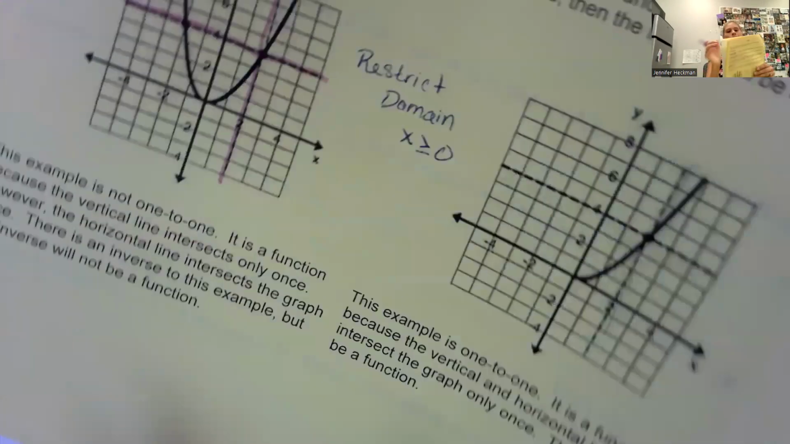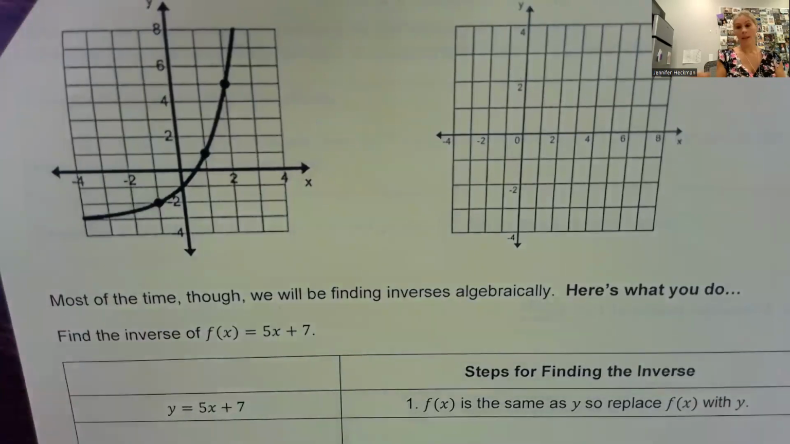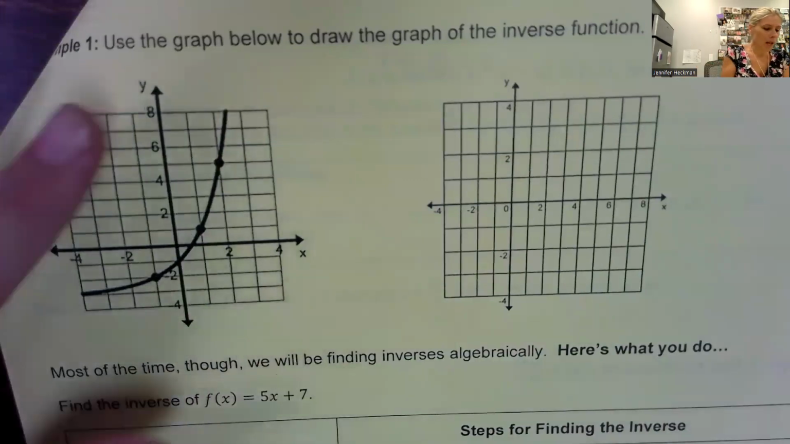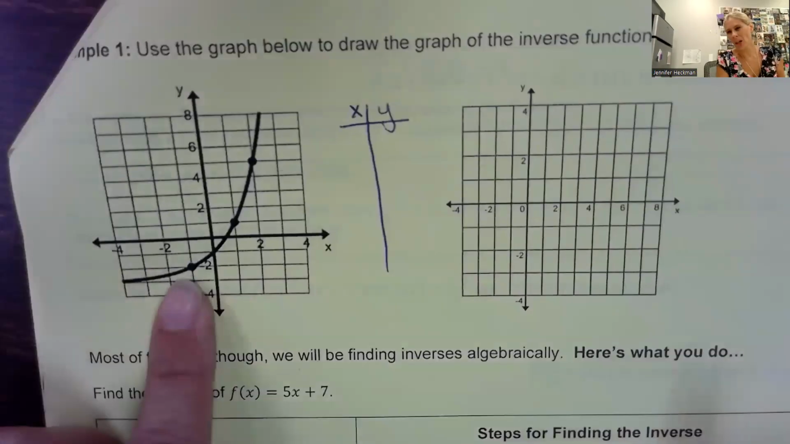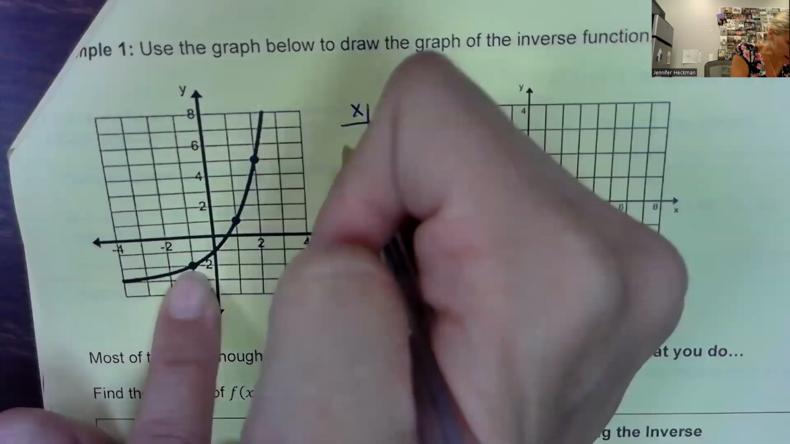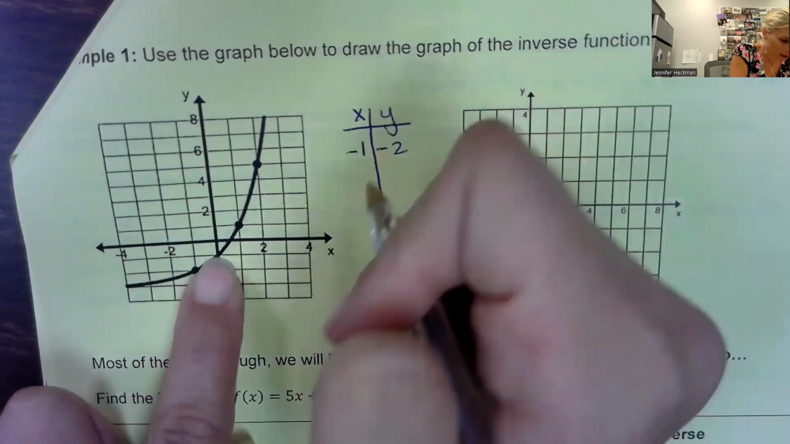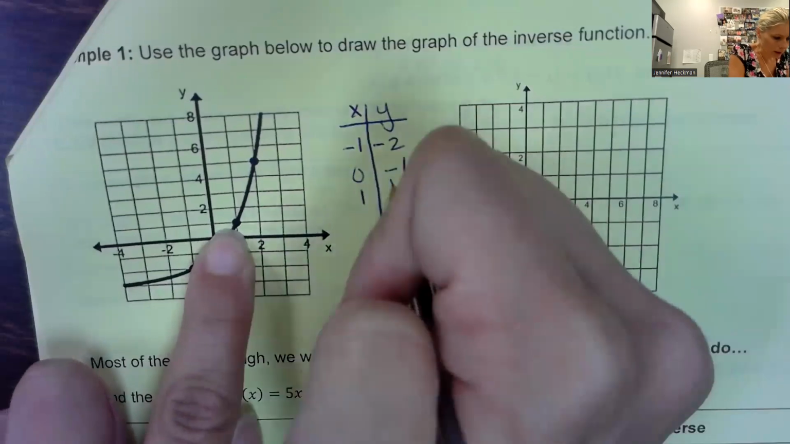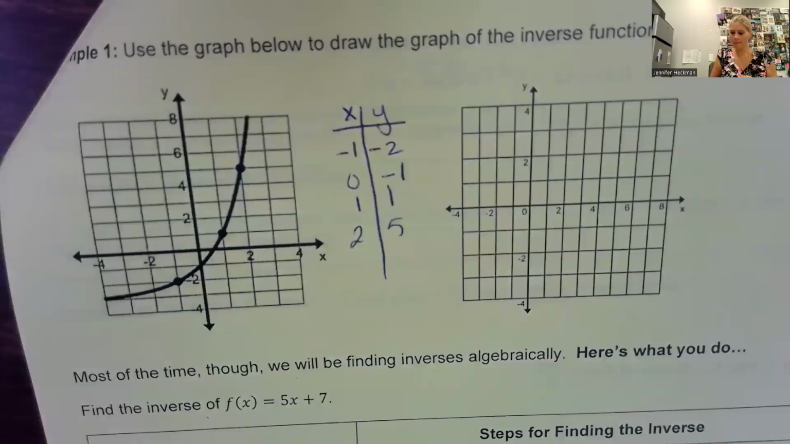Okay, so let's do some examples. The great thing about the graphs and coordinates is that when we find the inverse, all we do is switch x and y. So on here, I'm going to put my x values and my y values. I'm going to start with the least x value, which I see here is -1, and it's at -2. My next point I see here at 0, -1, 1, 1, and 2, 5, right? Did I get my points right?